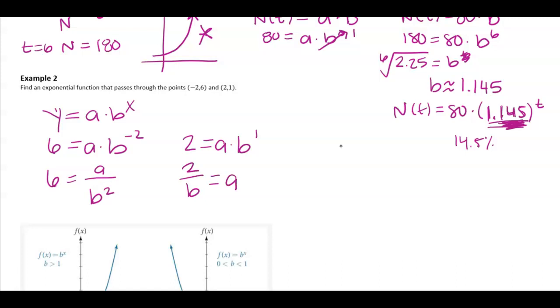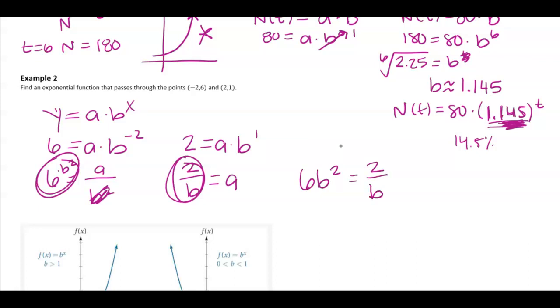Well, now I have 2 equations and 2 unknowns. Maybe let's solve this for a as well. So I'm going to move b squared over here by multiplying. So I have that this is equal to a and this is equal to a. Well, that means that 6b squared must be equal to 2 over b. If I multiply by b, I get b cubed. And if I divide by 6, I get 1/3. And so b must be the cube root of 1/3, which gets me 0.693.